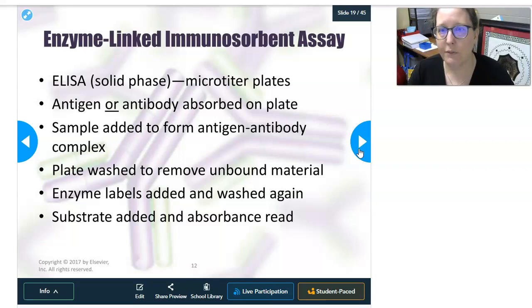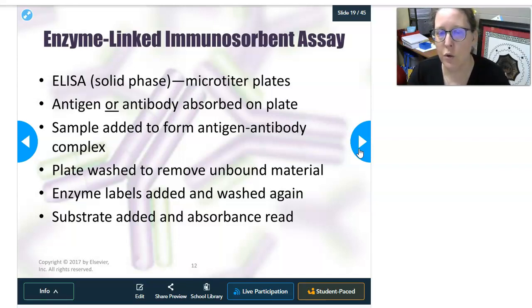So let's look at the first specific example of immunoassays. You have ELISA, Enzyme-Linked Immunosorbent Assay. This is usually a capture sandwich type antigen-antibody reaction. ELISA is a solid phase immunoassay. What happens is either the antigen or an antibody is adsorbed or fixed onto the little wells of the microtiter plate, and then the sample is added to form an antigen-antibody complex.